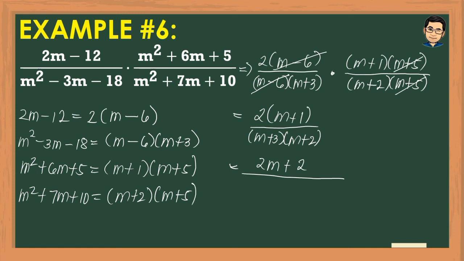So, first muna, m tsaka m, that is m squared. And then, pagsamahin natin yung product ng O, yung outer tsaka inner. So, m times 2, that is 2m. And then, 3 times m, 3m. So, kapag inadd natin yung 2m tsaka 3m, that is 5m. And then, last terms, 3 times 2, that is 6. So, this will be our final answer.